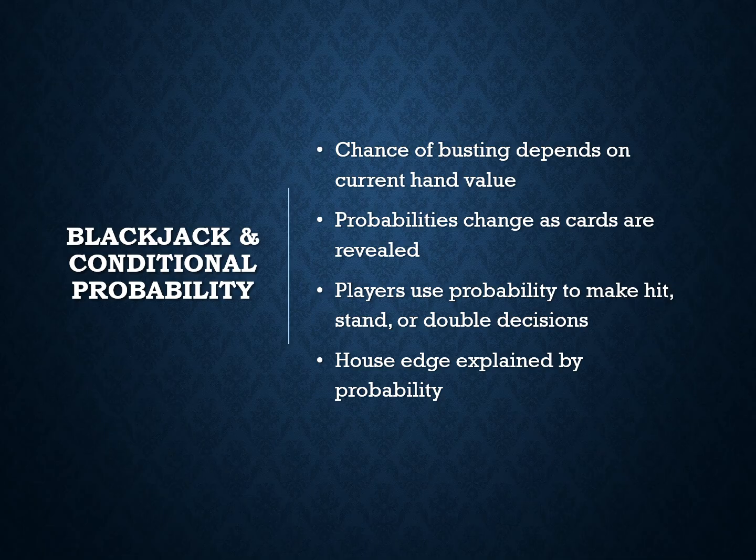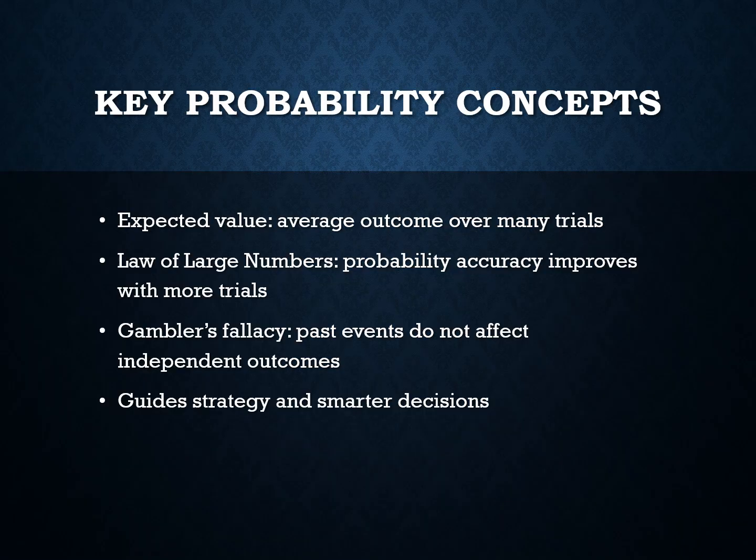Even though luck is involved, understanding probabilities gives players a strategic edge and helps explain why the house still has an advantage over time. There are several key probability concepts that apply to both card and dice games. Expected value is the average outcome you can anticipate over many trials, and it helps players understand whether a bet or move is advantageous in the long run.